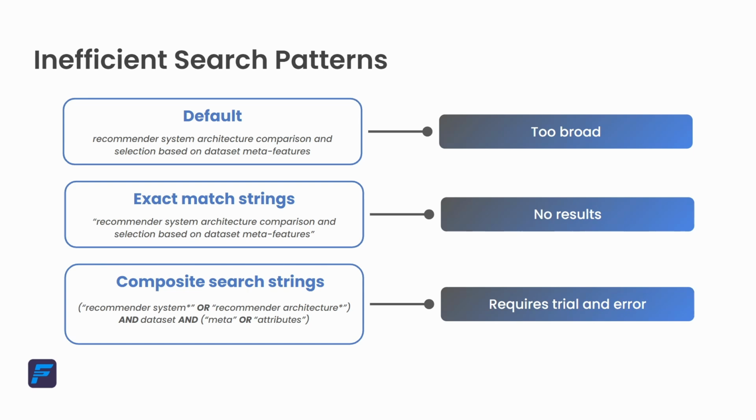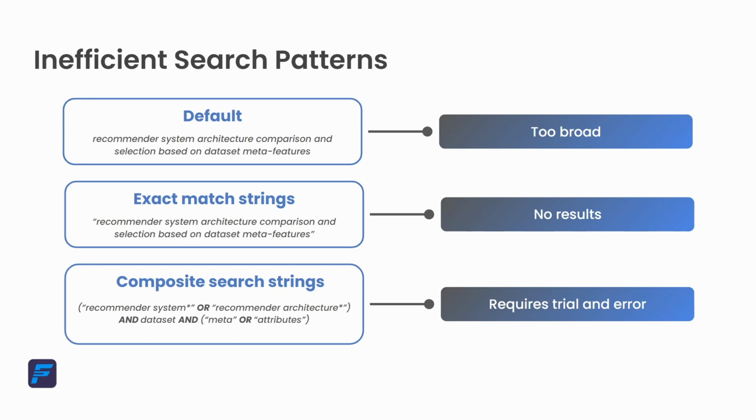So you'll end up with any paper that mentioned the word recommender or dataset, so it'll become very inefficient. Maybe you'll get a hit that has everything in here, but if you're looking for very niche topics, chances are you'll instead end up with a mixed bag of very broad papers that don't pertain to your idea at all. The next type of pattern is exact match strings.